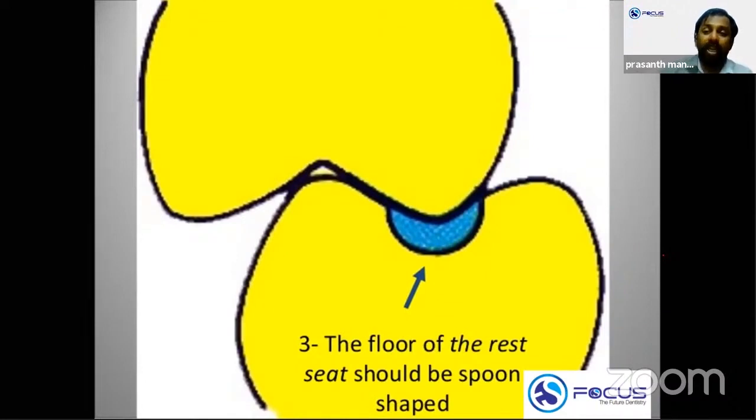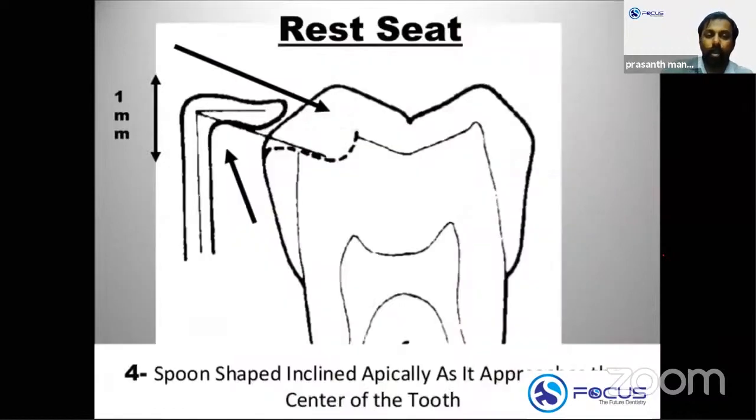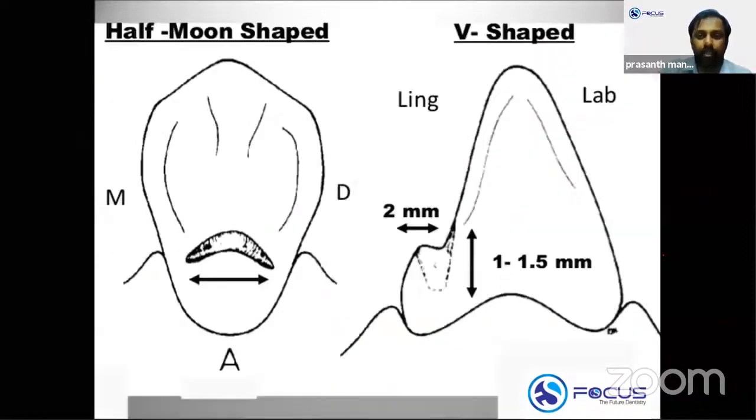And the floor of the rest seat should be spoon shaped. It should be smooth. There shouldn't be any sharp edges, so that there is no stress concentration over it. There is no wedging effect onto the tooth, which can result in fracture. So it should be rounded. The rest seat should be rounded from all the margins. Clear? And spoon shaped, and it should be inclined towards the center of the tooth, already discussed, so that the forces can be guided along the long axis.